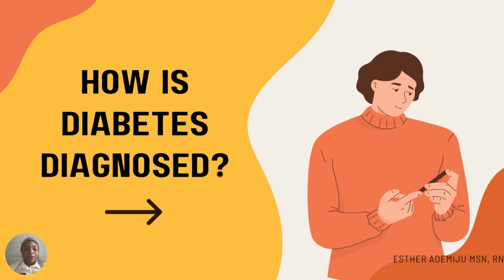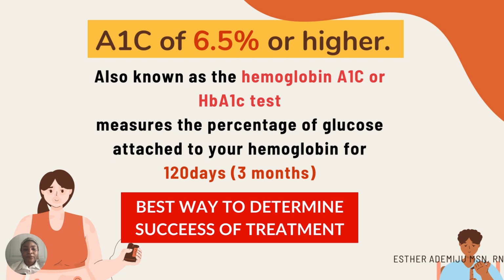The next concept we're looking at is how diabetes is diagnosed. How do we diagnose diabetes? There are a couple of ways that diabetes can be diagnosed, but the first one we're going to look at is the A1C. What's the A1C? It's known as the hemoglobin A1C. All right, so it's commonly written as just A1C, or it might be written as HbA1c.